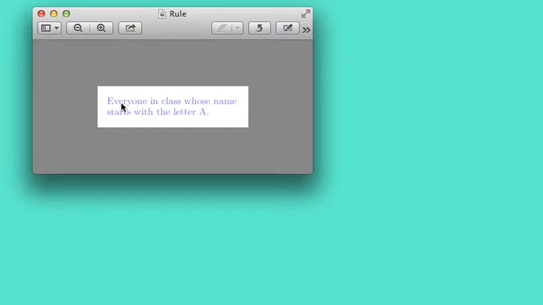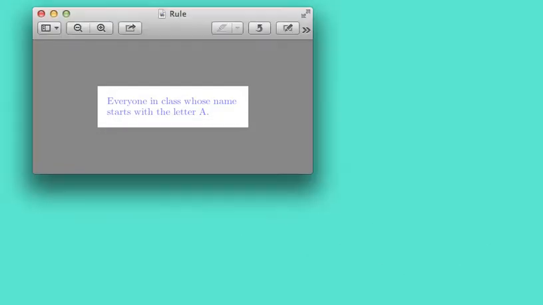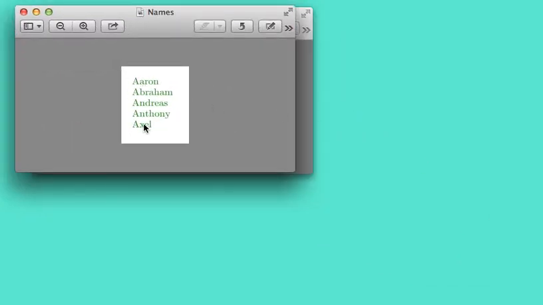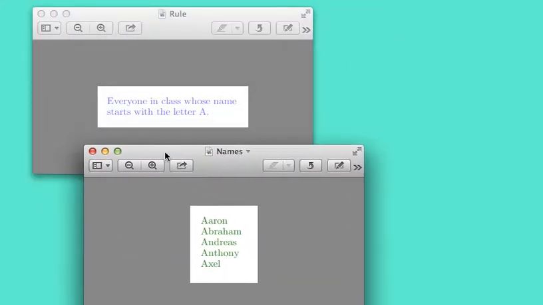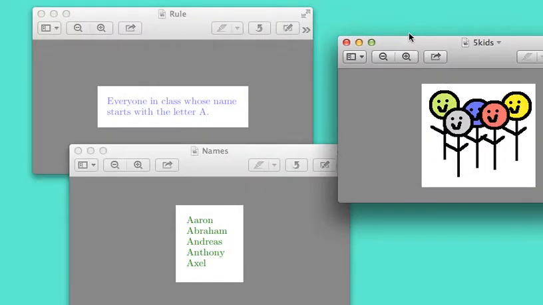They would say, okay, this is just a sentence. Everyone in class whose name starts with the letter A. And if you go back and look at the picture, you're like, oh yeah, that's right. I guess all these people, that's Andreas, that's Anthony, that's Abraham, that's Axel, that's Aaron. All those guys, their names start with the letter A. And if I go back and check the list of names, I see it's the same information as well. So really, these 3 things are the same thing, just shown in different ways.